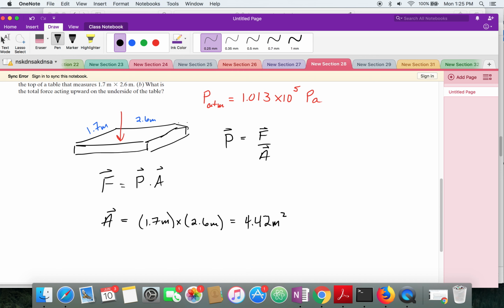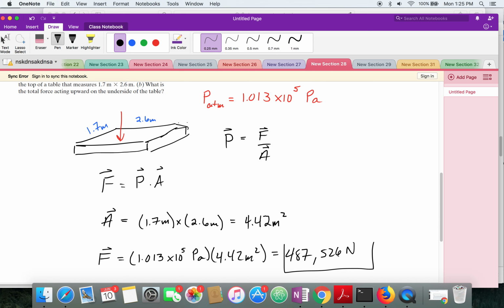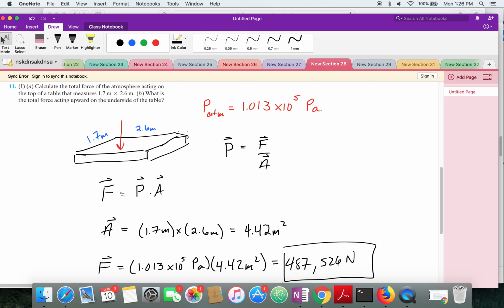And so the force will just be that atmospheric pressure, 1.013 times 10 to the 5 pascals, times the 4.42 square meters of area. So let's see what we get. We get 487,526 newtons. So that is the force being exerted on there. Okay, that's just the atmospheric pressure.